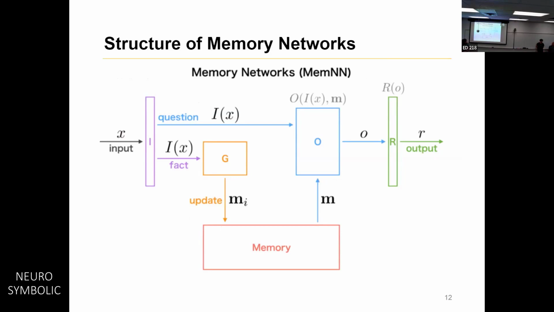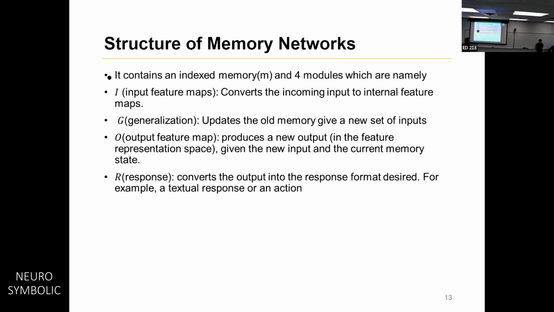As you can see, there are not really neural networks present here, right? Because a neural network is actually only present in this region over here, the output module and the response module. And these two modules are your input feature converters or encoders. And the G module is the one that updates memory given new inputs, right? So we'll go to the next slide, please.